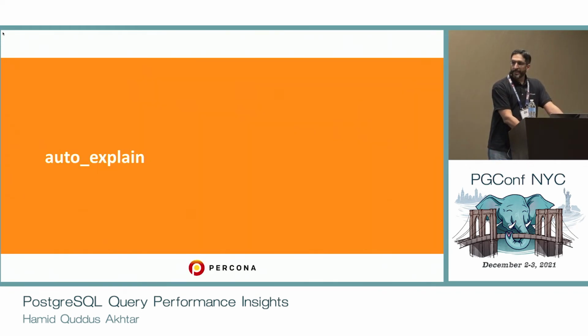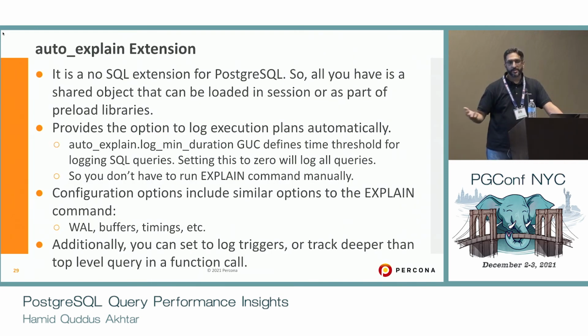Next is auto-explain. It's a very small extension. It's a NoSQL extension, and it's useful in the sense of dumping the actual query plan. It has a lot of configuration parameters, but that's generally to control how the explain command output details will be dumped into the log file. So you can also set log min duration, which defines the threshold after which any query taking more than that will have its plan dumped into the log files.